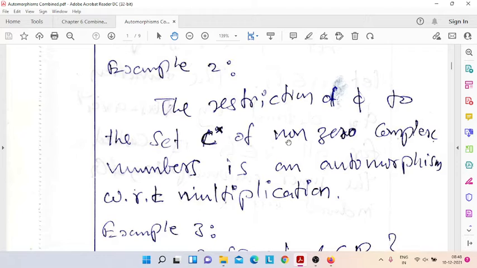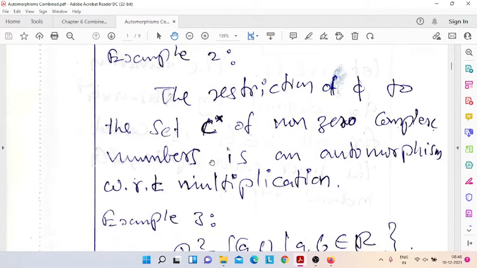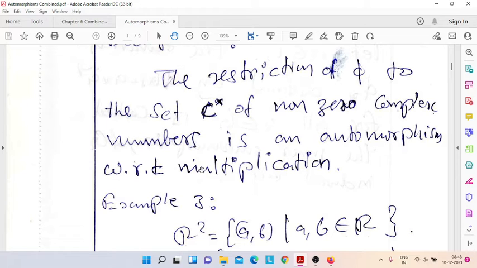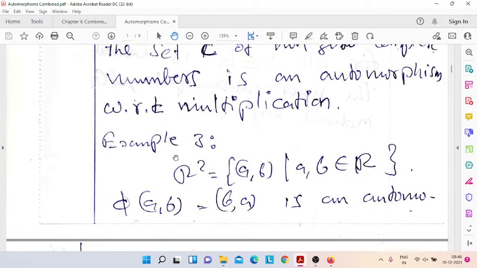What is C star? C star is the set of non-zero complex numbers. C star contains only non-zero complex numbers. Of course, here the operation is multiplication. The addition operation cannot be used, since we are avoiding the element zero. So it is clear that multiplication is the operation, and we define the automorphism with respect to multiplication.